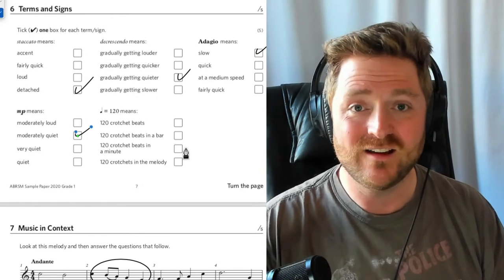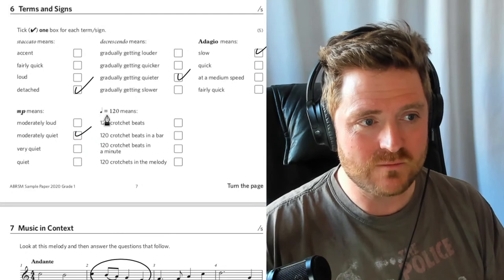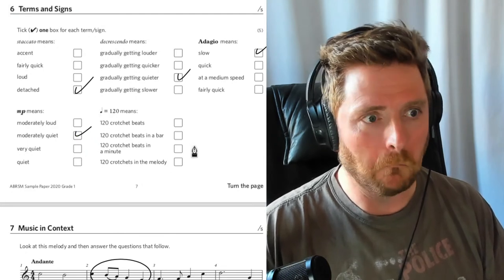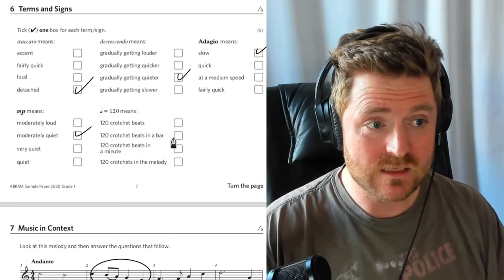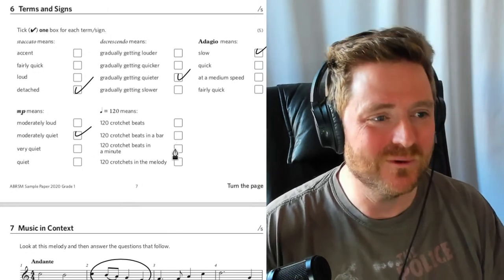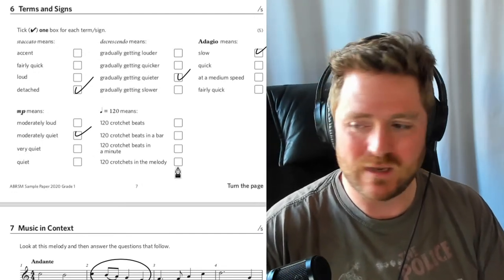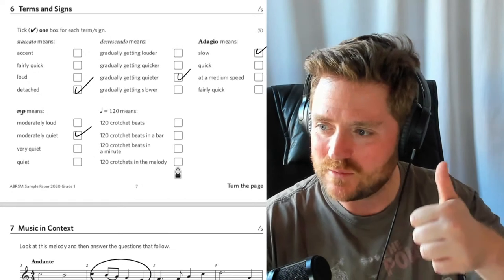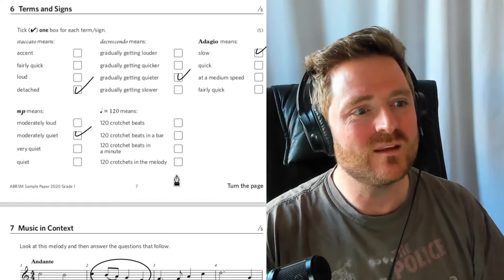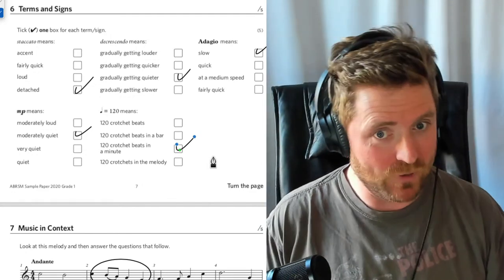There we go. And the last one for today, everybody. This is the crotchet symbol, equals 120. Does that mean 120 crotchet beats? Does that mean 120 crotchet beats in a bar? Does that mean 120 crotchet beats in a minute or 120 crotchet beats in the melody? What do we think? Well done, everybody. You're doing really well. It's 120 crotchet beats per minute. It is an indication of tempo.